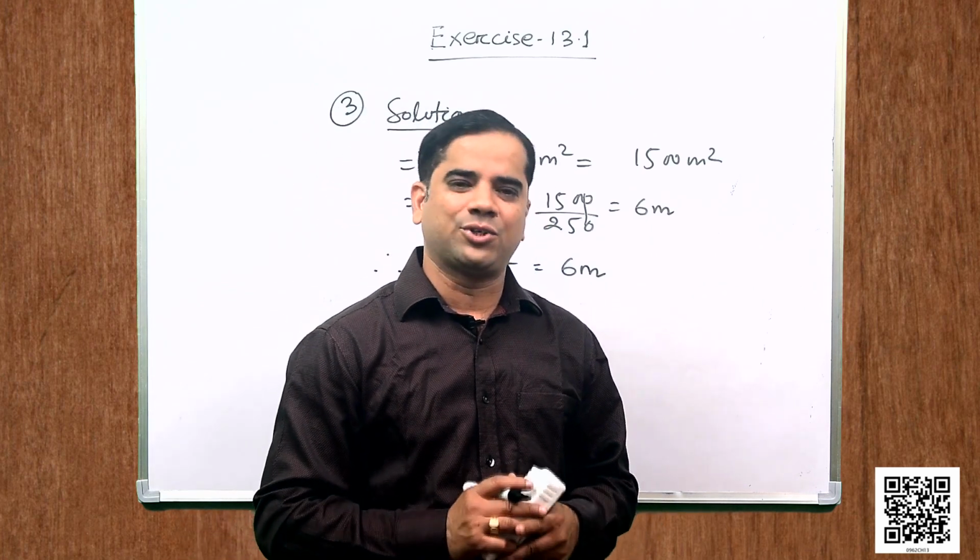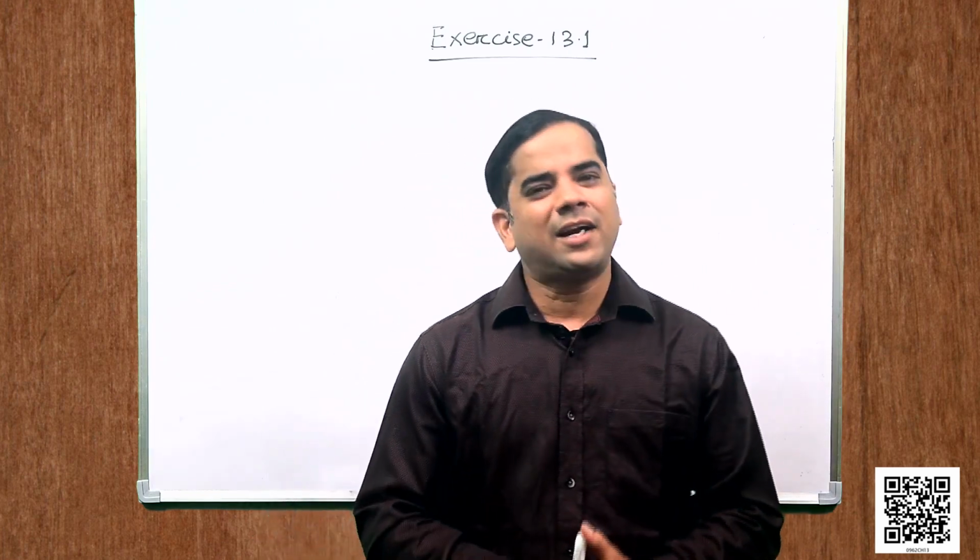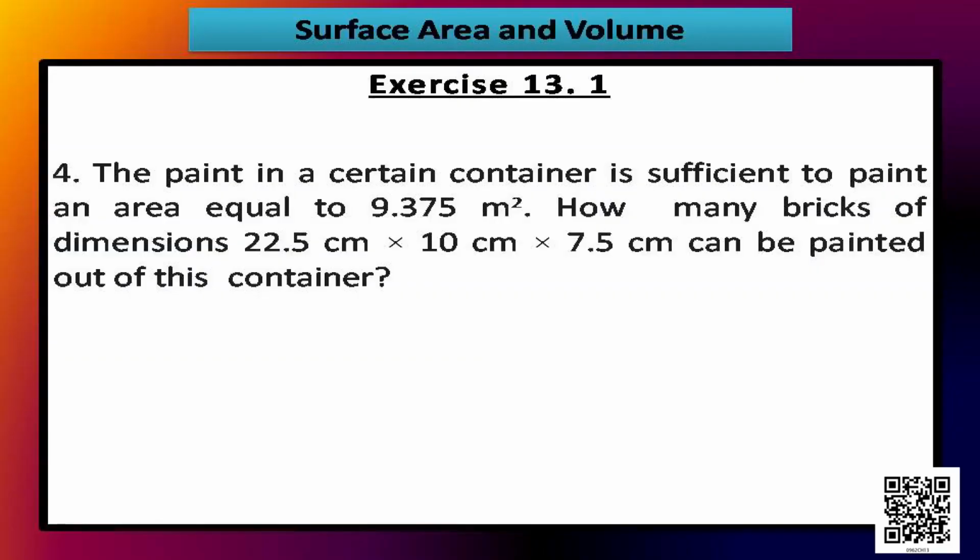Okay, hope you understood this. Students, let us now discuss question number 4. It says the paint in a certain container is sufficient to paint an area equal to 9.375 meters square. How many bricks of dimensions 22.5 centimeter into 10 centimeter into 7.5 centimeter can be painted out of the container?